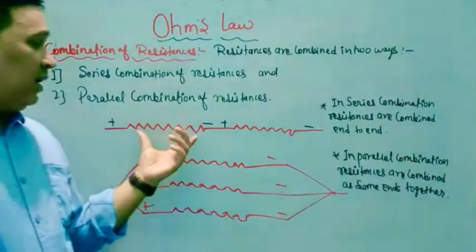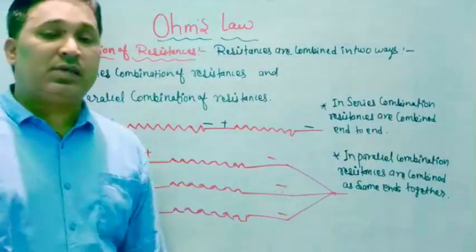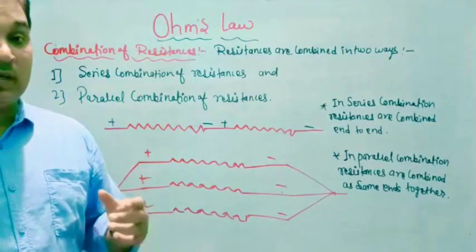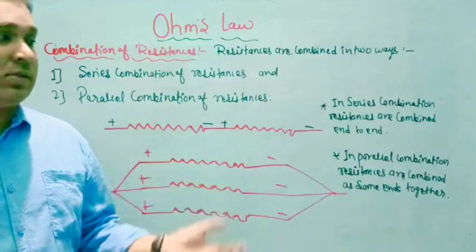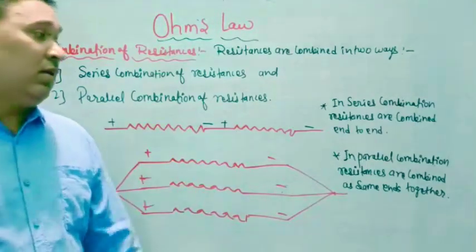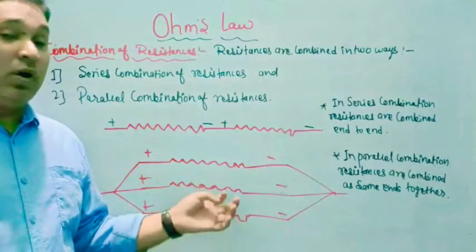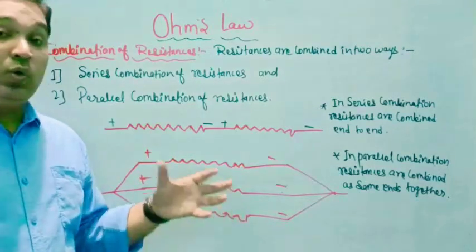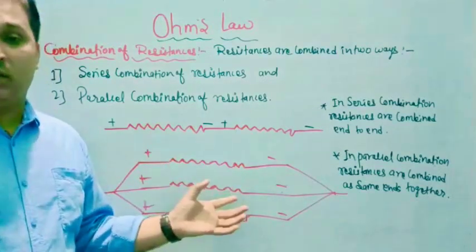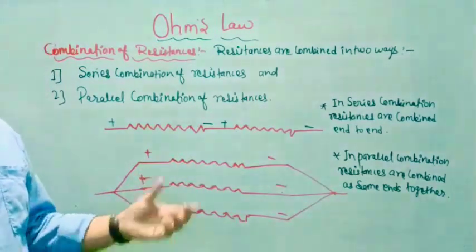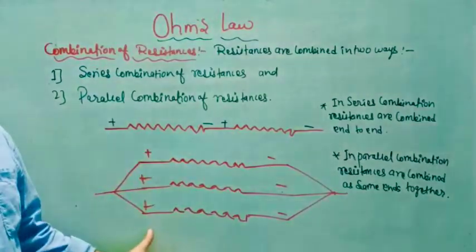Now, when we combine n number of resistances in series, what will be the equivalent resistance, effective resistance, total resistance of the combination? And when we combine n resistances in parallel combination, what would be the total resistance of the entire circuit? So we will derive the relation for the equivalent resistance for series combination and parallel combination.